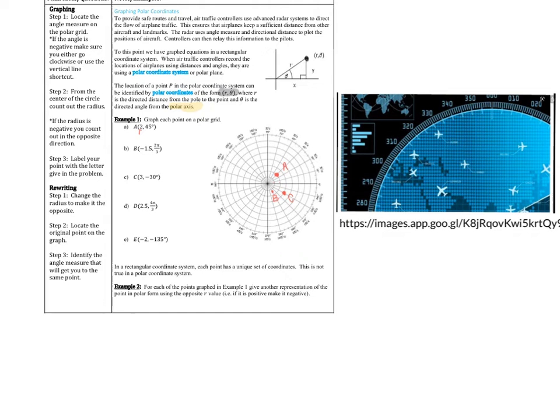Okay, so D is at 2.5, and then 4 pi over 3. So that's a positive 2.5. So here's my origin. I'm going to count over 2.5. So there's my R of 2.5, where I would start. And then I want to go counterclockwise to 4 pi over 3. So 2.5, and then you can look at up top for the 4 pi over 3. We get to right there. And then we're going to label that D.